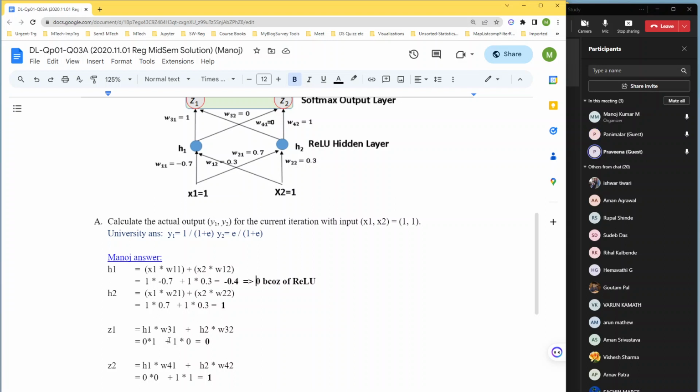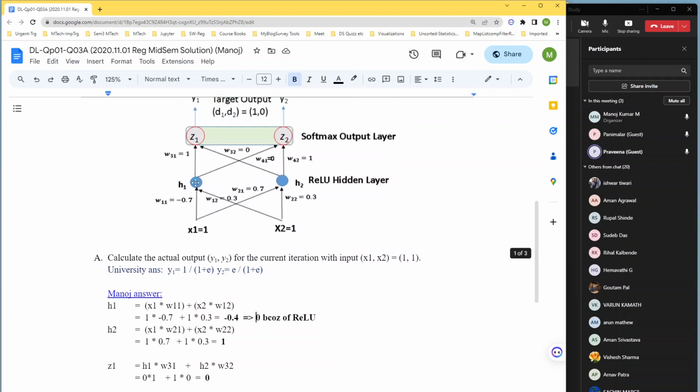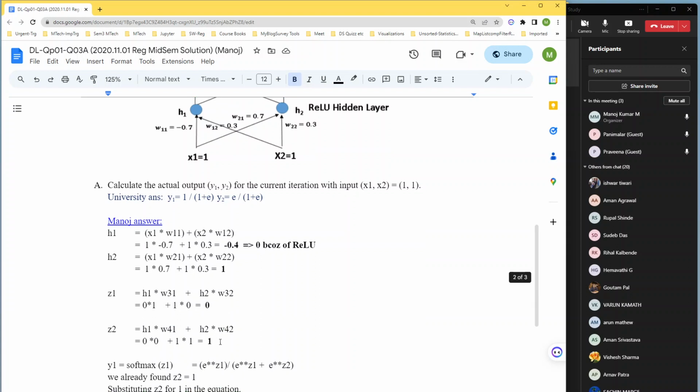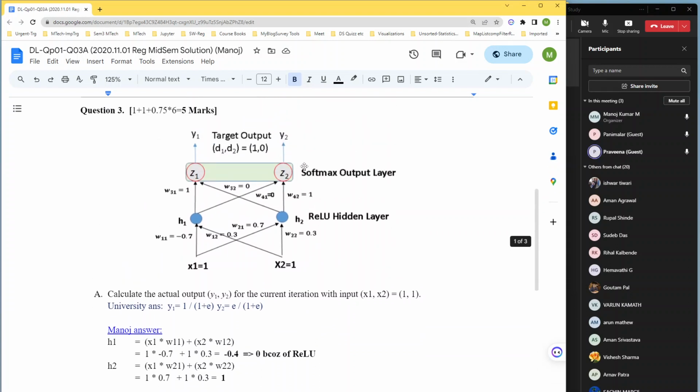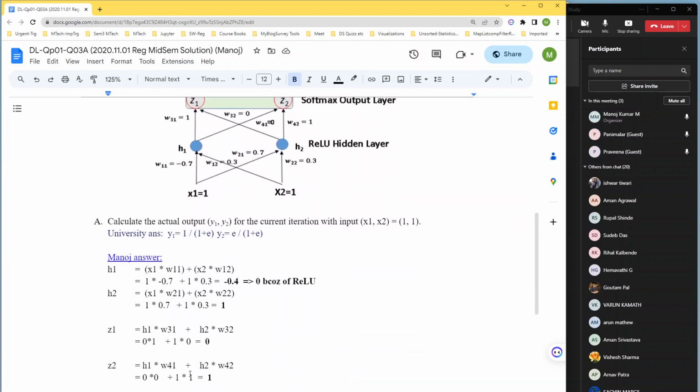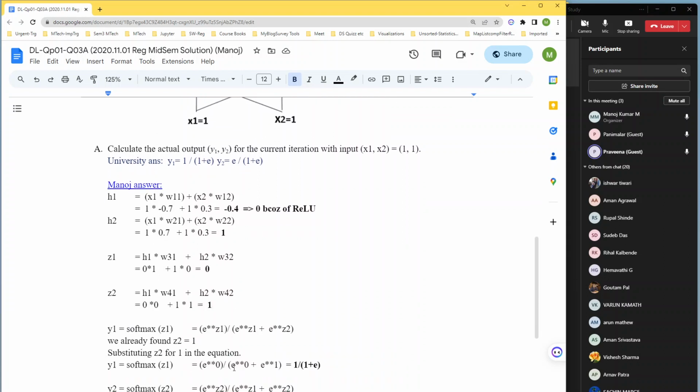So Z1 we got as h1 times W31, that is 0 times 1, plus h2 times W32. H2 we got as 1, and W32 is 0, so that is 0. And then Z2 we got as 1. So this is straightforward, right?